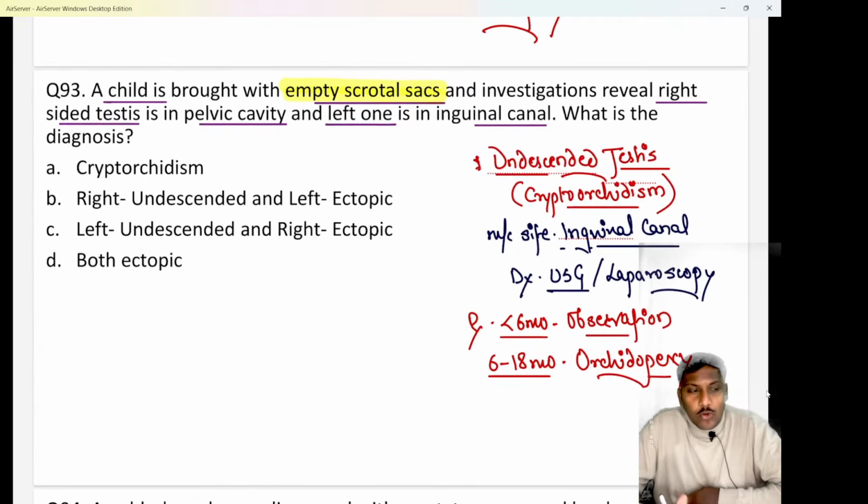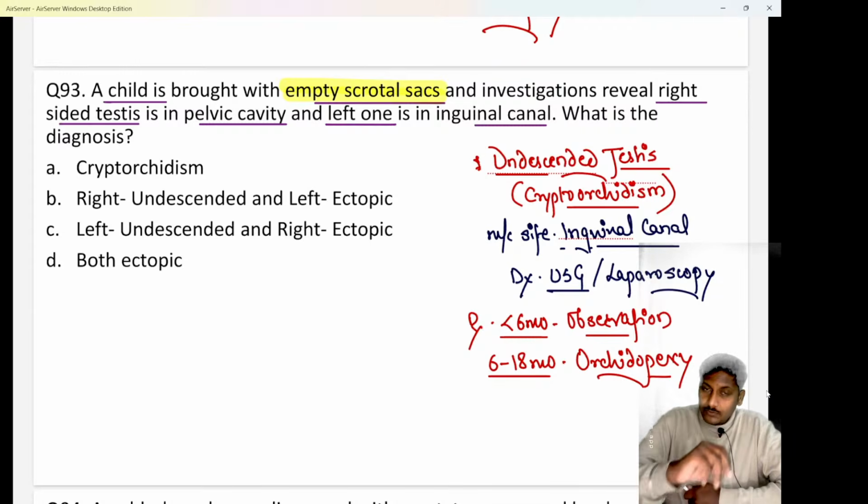I hope all of you are quite aware, whenever there are empty scrotal sacs, there are two possibilities. Either the testis will be undescended, or it will be ectopic. Whenever the testis gets arrested in the normal path of descent, that is an undescended testis. That means if the testis is in the abdomen, inguinal canal, or in the scrotum, then we call it an undescended testis. But if the testis is out of this pathway, then it is an ectopic testis.